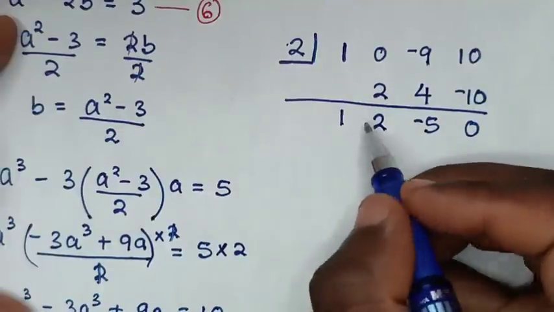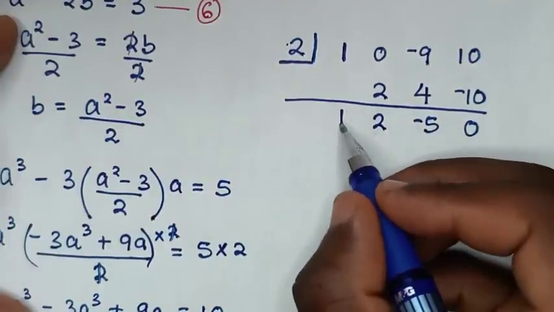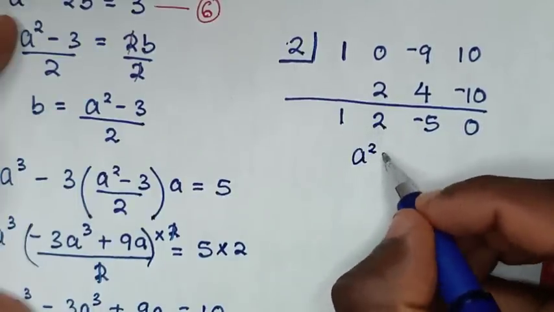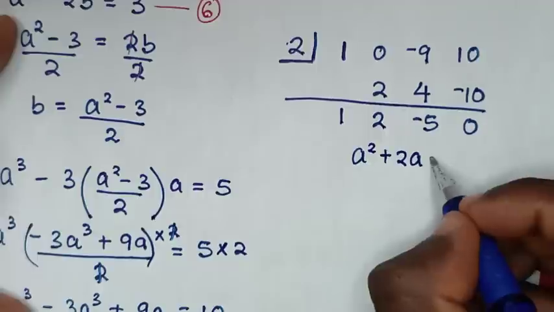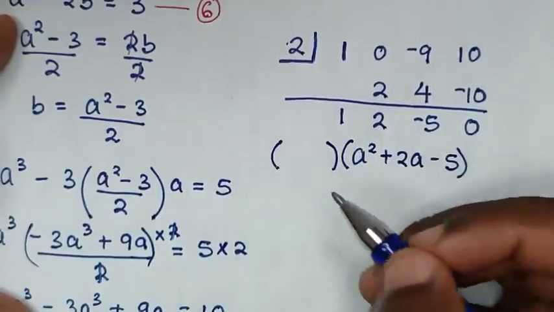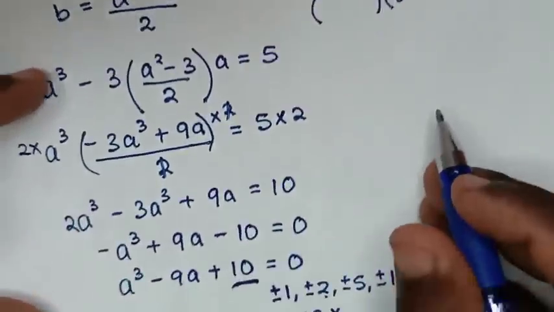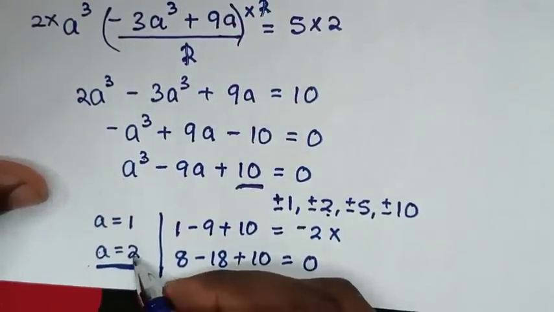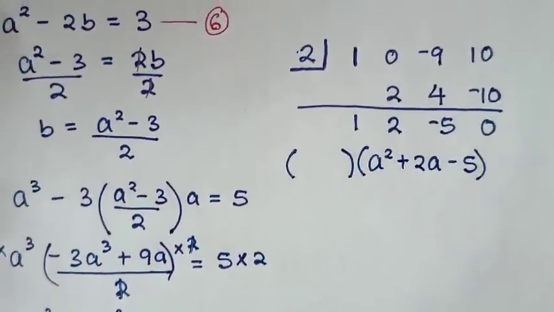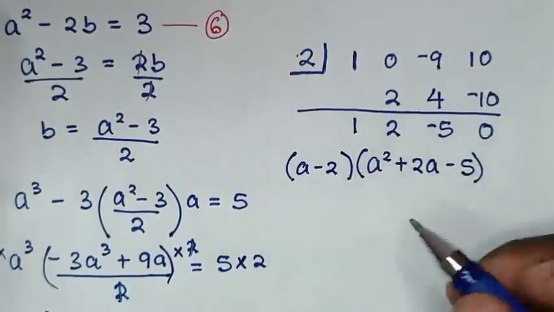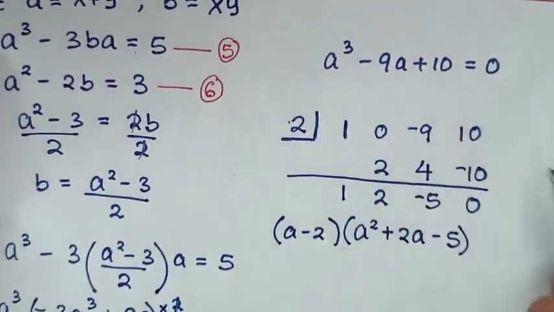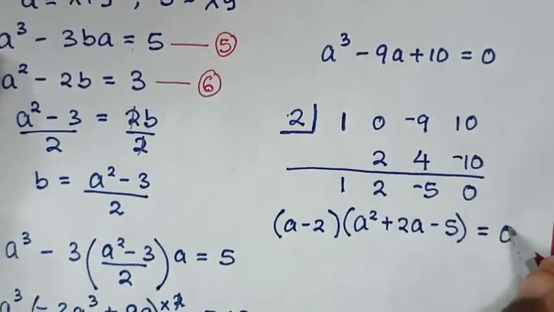Therefore, the quadratic equation is coefficient of a square is 1, coefficient of a is 2, so it will be plus 2a, and constant is negative 5, then bracket, then multiply by, for a is equal to 2, in here a is equal to 2, we take 2 into the left side, so it will be a minus 2. So this linear equation times this quadratic equation is equal to this cubic equation, so it will be equal to 0.